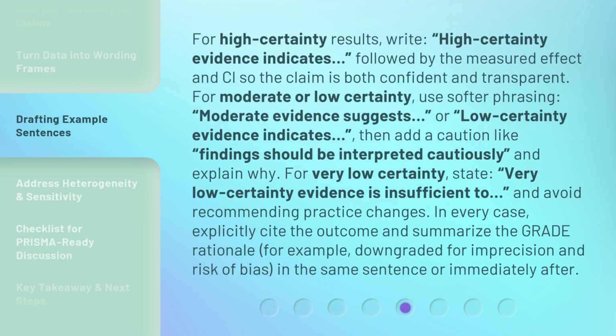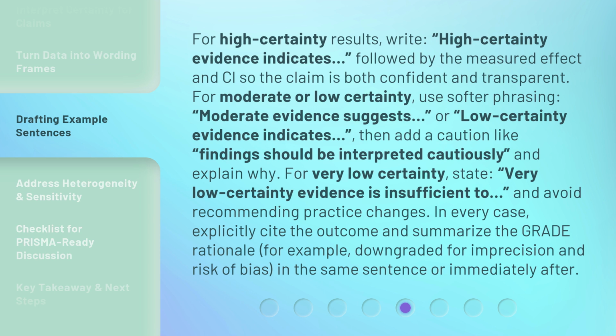For high certainty results, write "high certainty evidence indicates," followed by the measured effect and CI, so the claim is both confident and transparent. For moderate or low certainty, use softer phrasing, "moderate evidence suggests" or "low certainty evidence indicates," then add a caution like "findings should be interpreted cautiously," and explain why. For very low certainty, state "very low certainty evidence is insufficient to," and avoid recommending practice changes.